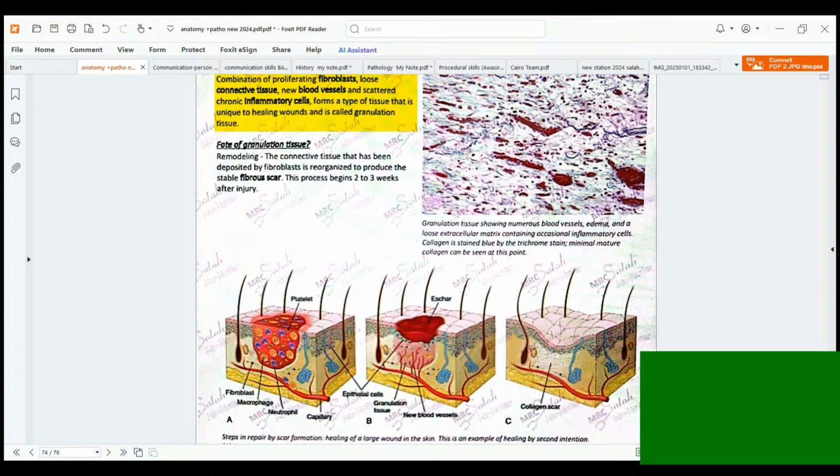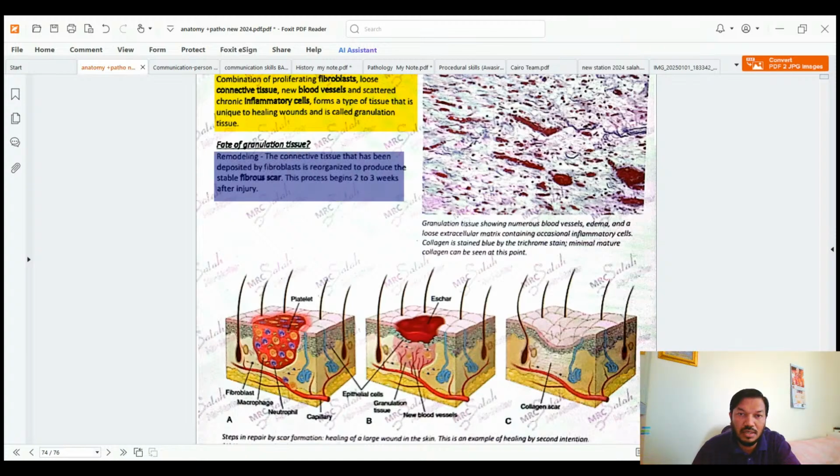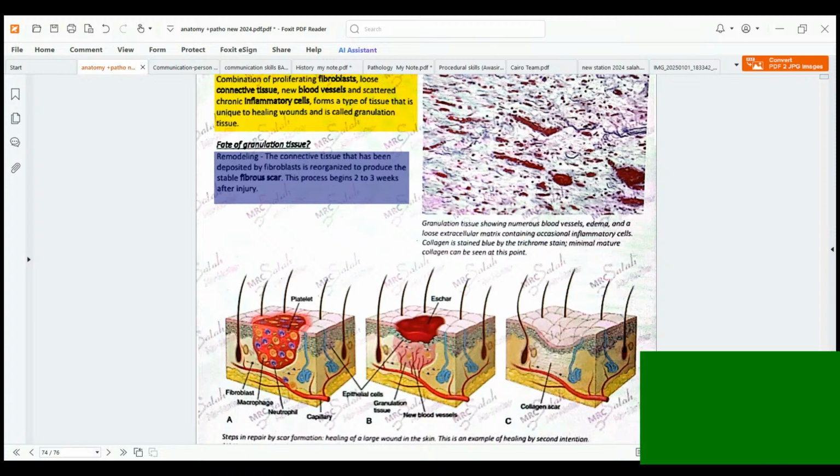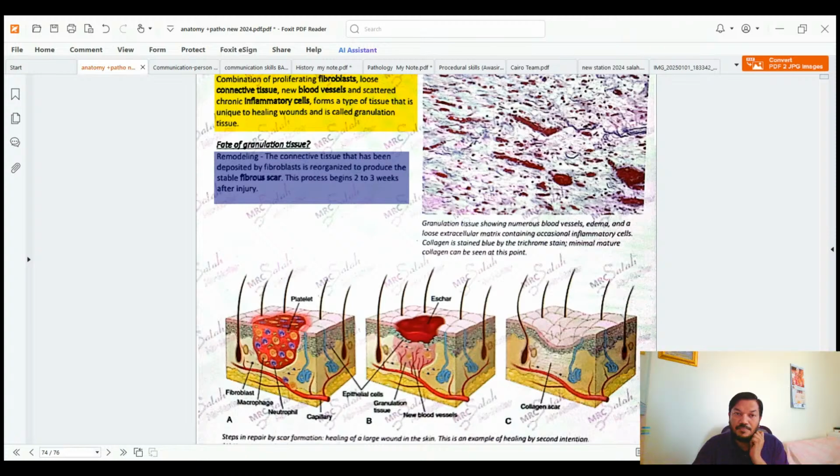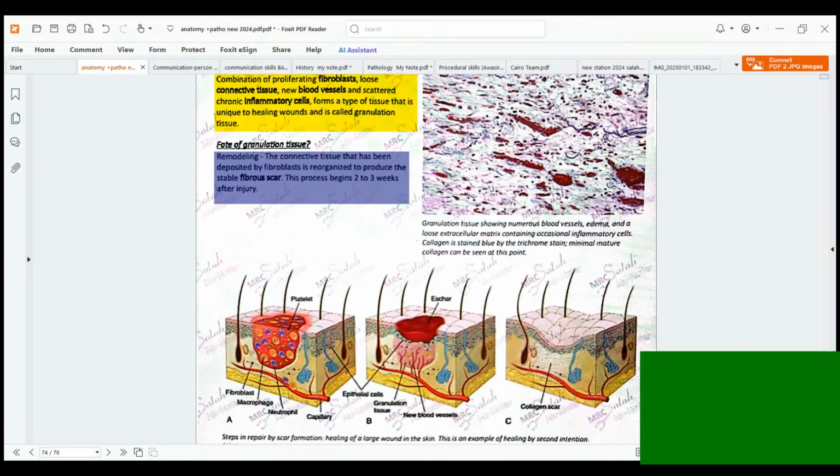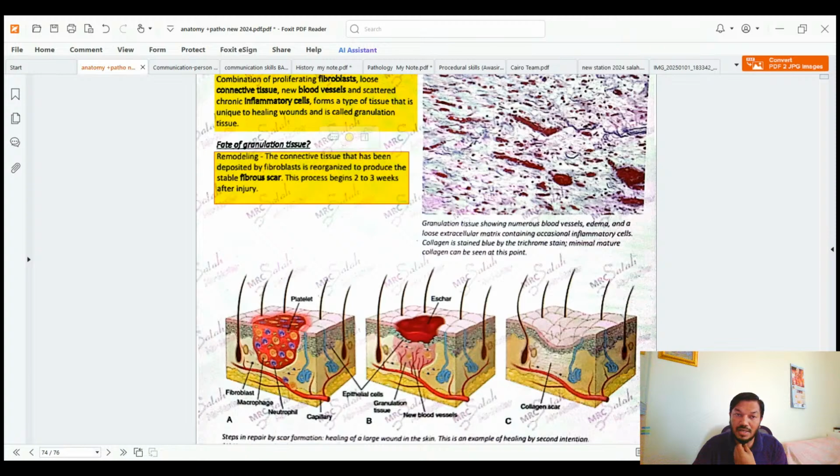Fate of granulation tissue: remodeling of the connective tissue that has been deposited by fibroblasts is recognized to produce the stable fibrous scar. The process begins 2 to 3 weeks after injury.